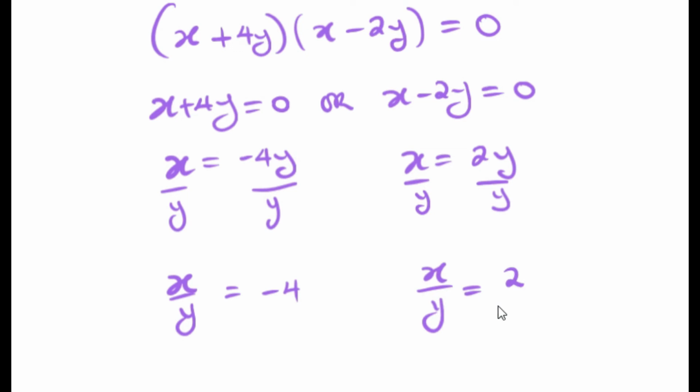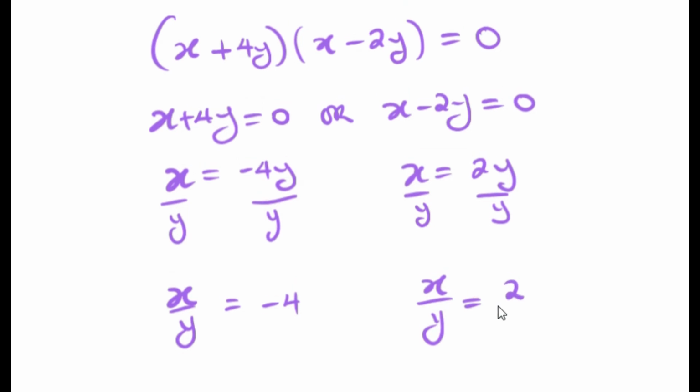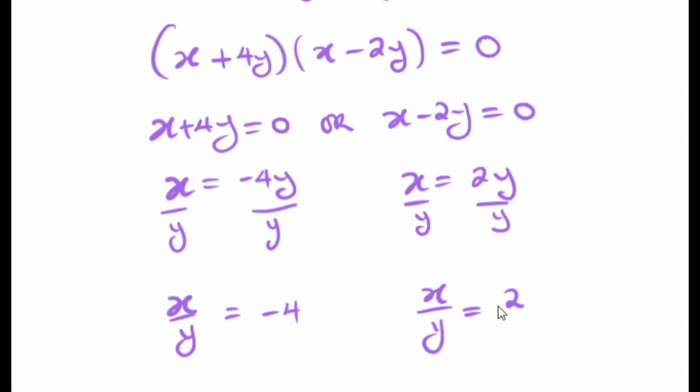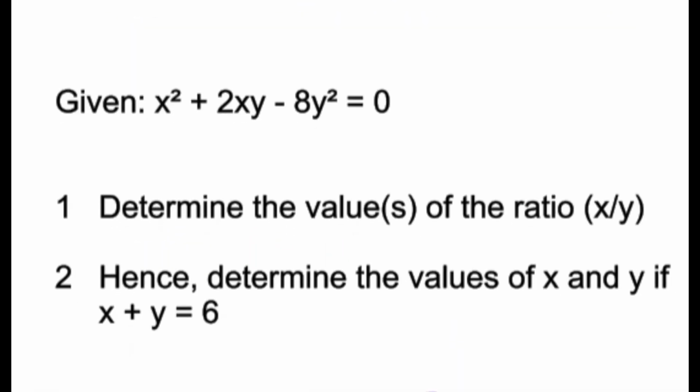So as you can see, we have the values of the ratio x over y. The first one is -4, the second one is 2. Okay, that's done. Now, the second question says hence. Hence normally signifies we continue or we use the answer that we had in the previous question to help us answer this. So put that at the back of your mind.